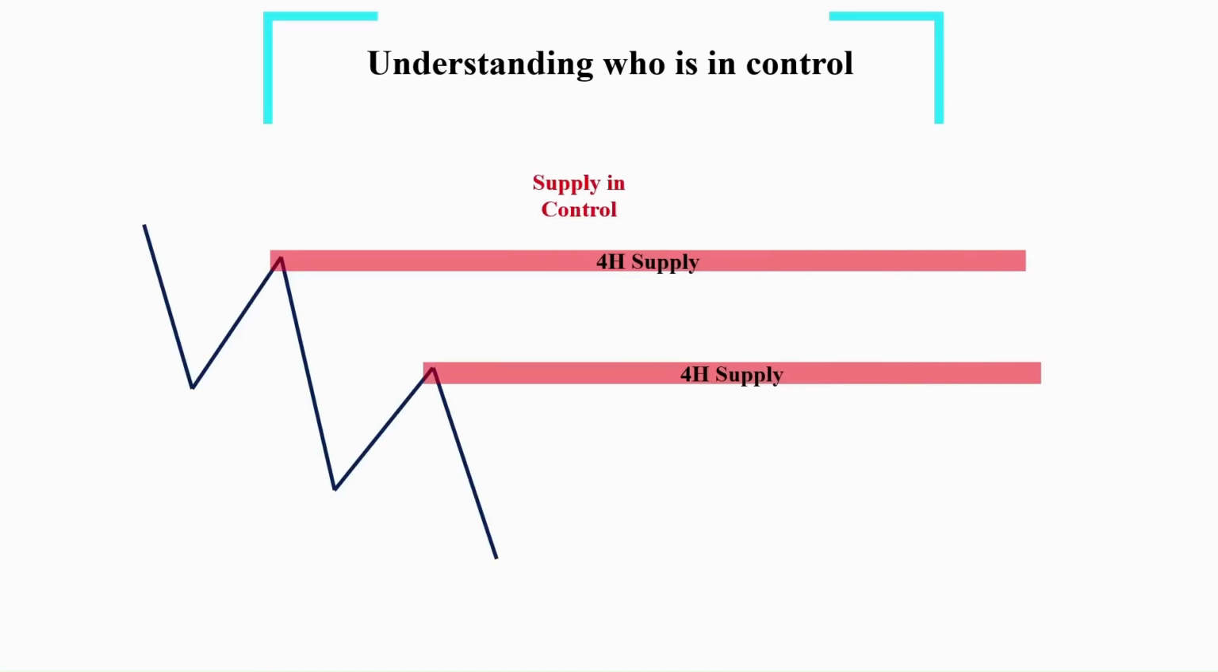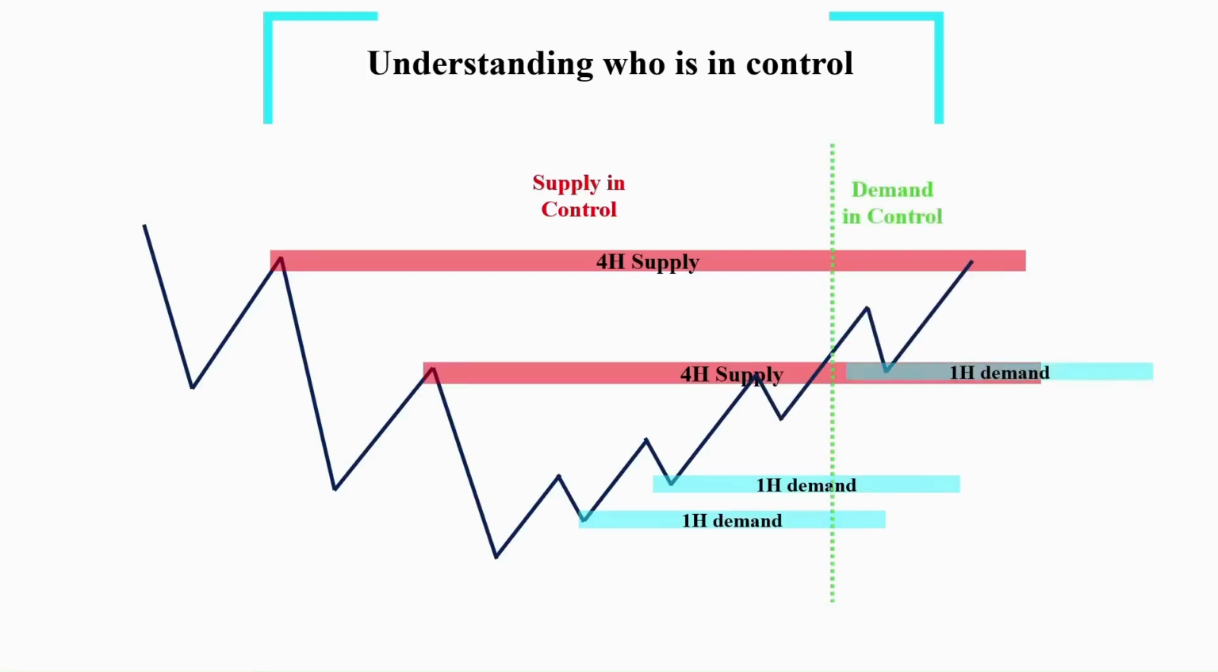Look at this example. Imagine this is 4-hour structure, and we can clearly see that we are in a downtrend, so supply is in control. Although we have a short-term uptrend, as long as we stay below the 4-hour supply zone, we have a bearish bias. But if we break the major 4-hour supply zone, we can establish the demand took control. And as long as we stay above the major demand zones, we have a bullish bias.